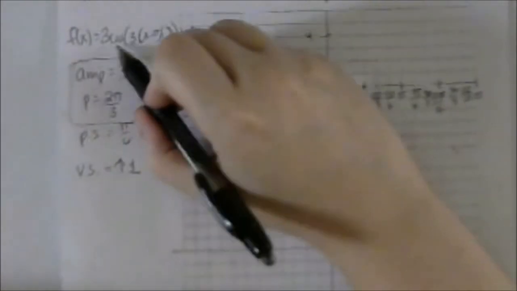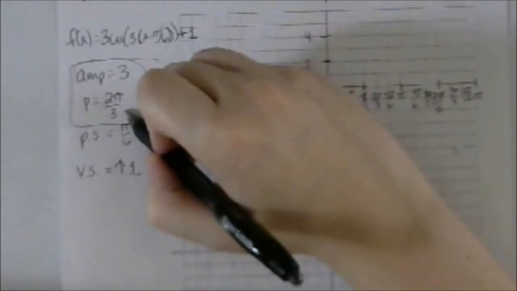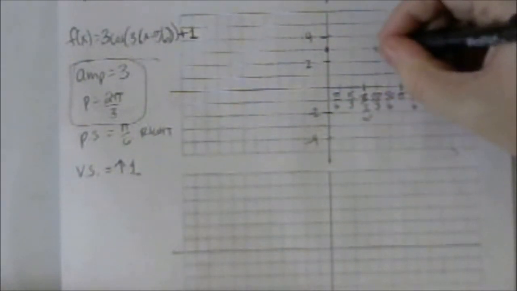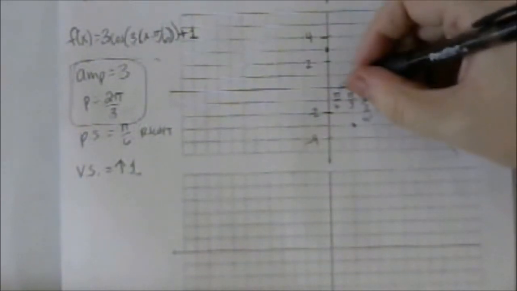Now, cosine starts at its amplitude and ends at its amplitude. If the period is 2 pi thirds, that means my function needs to end at 2 pi thirds. Start at 3, end at 3. Halfway in between, cosine reaches its minimum. And halfway in between each min and max, cosine has its intercept.